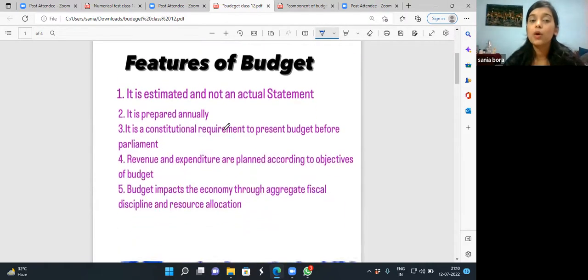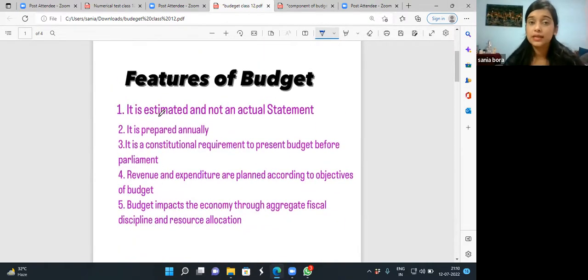Now, what are the features of a budget? First, this is an estimation, not the actual statement. You cannot say, ma'am, you told me the cake would be 10 rupees, but now the shopkeeper is saying it's 15 rupees. No, I will tell you that I didn't say it is the accurate or actual one. I told you that this is the estimation. So a budget is an estimation and not the actual statement.